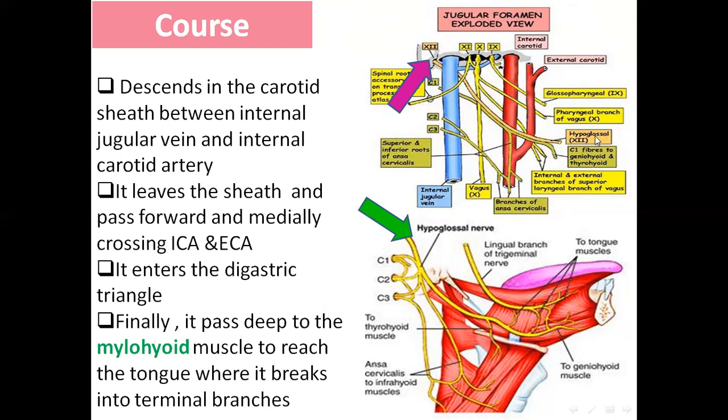So it lifts the sheath and passes forwards and medially, crossing the internal carotid artery and also the external carotid artery. You can see how it is crossing. It enters the digastric triangle. Then it finally passes deep to the mylohyoid muscle to reach the tongue, where it breaks into terminal branches to supply the muscles of the tongue.